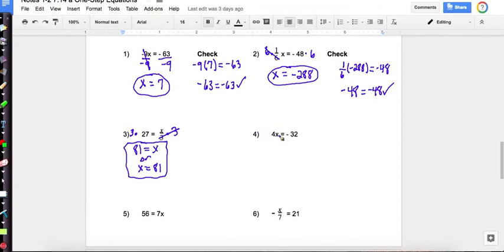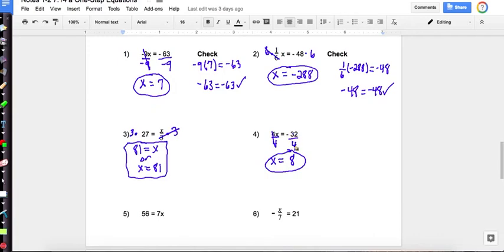Okay, number 4, 4x equals negative 32. The opposite of multiplication is division, so we're going to divide both sides by 4. 4 divided by 4 is a 1 in disguise. And the answer is 8. So now let's check this in our calculator. 4 times 8 is 32. Wait a second. 4 times 8 is 32. I'm supposed to get negative 32. So that means my answer is wrong. See if you can figure out what mistake I made on purpose.